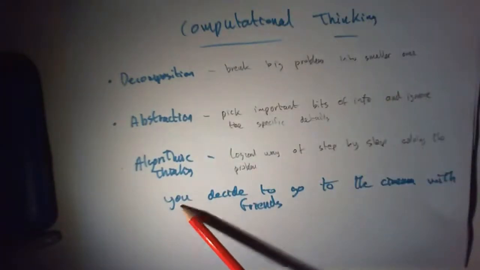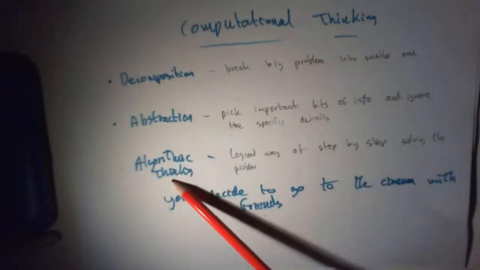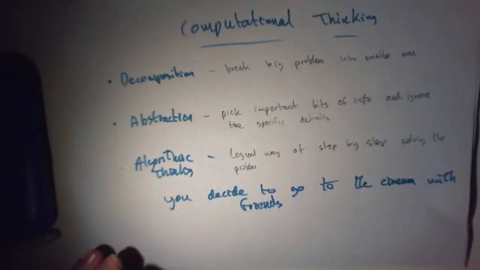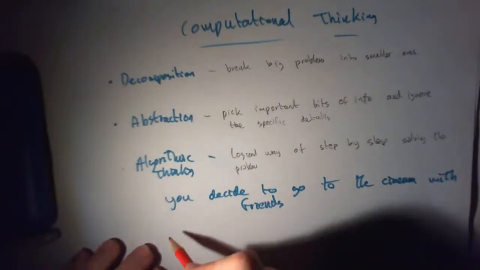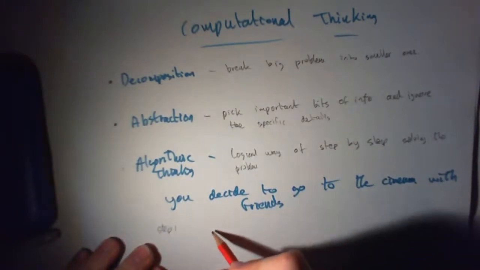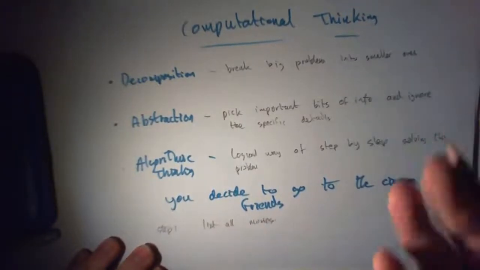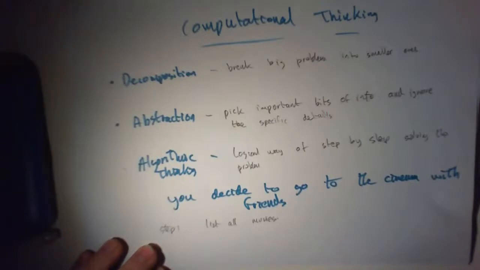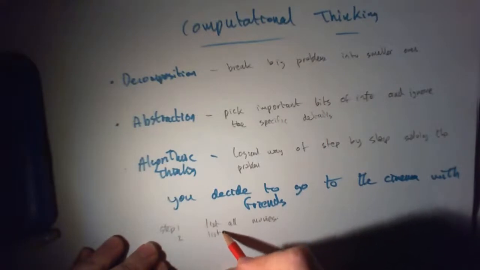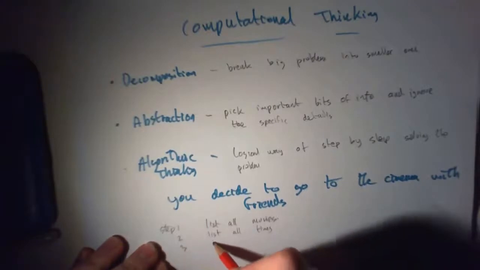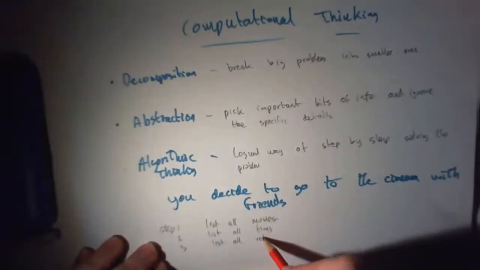But then if you go into the cinema, how does algorithmic thinking help? What might you decide? Well, you might decide as a group the following, and I'm going to give you an example. Step 1, list all movies. Step 2, list all times. Step 3, list all ratings.